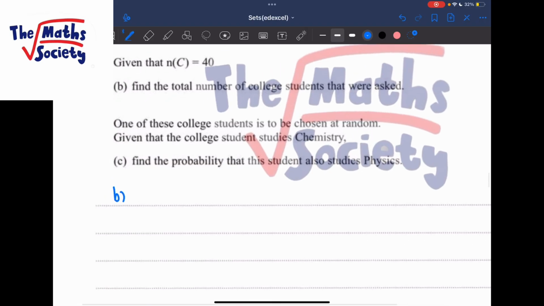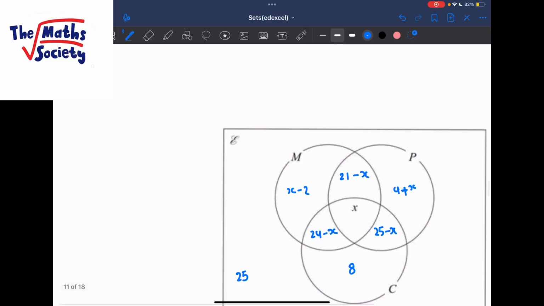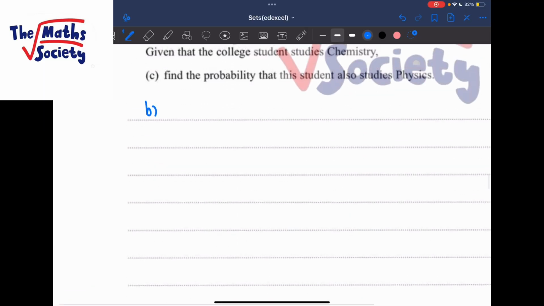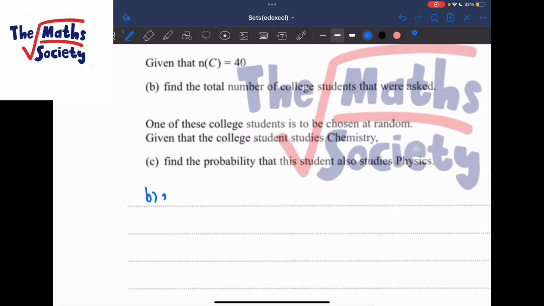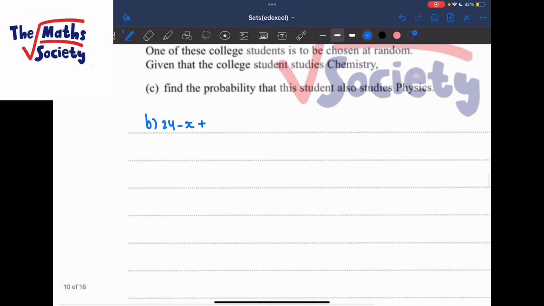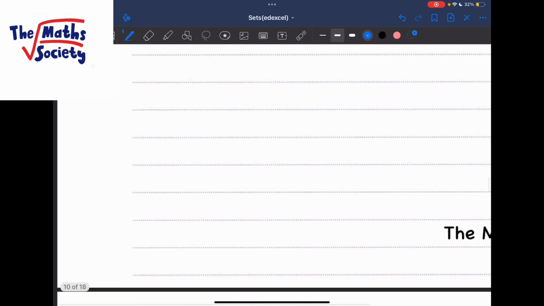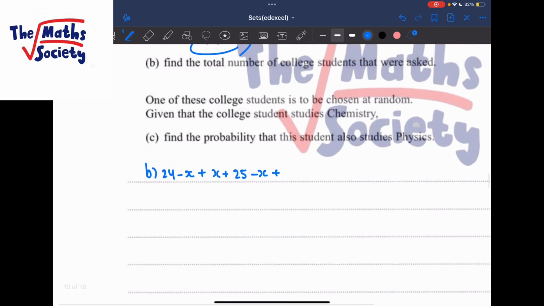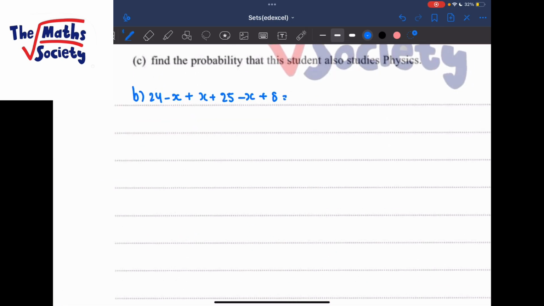So that's just going to be, I just have to write it, 24 minus x. So it's just like n(C) equal to 40, only C, plus x was 25 minus x, plus, I believe it was 8. Yep, 8 equal to 40. I end up with x equal to 17.